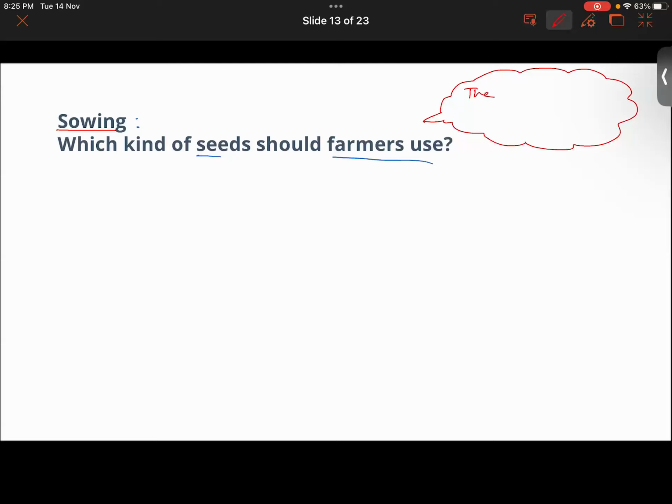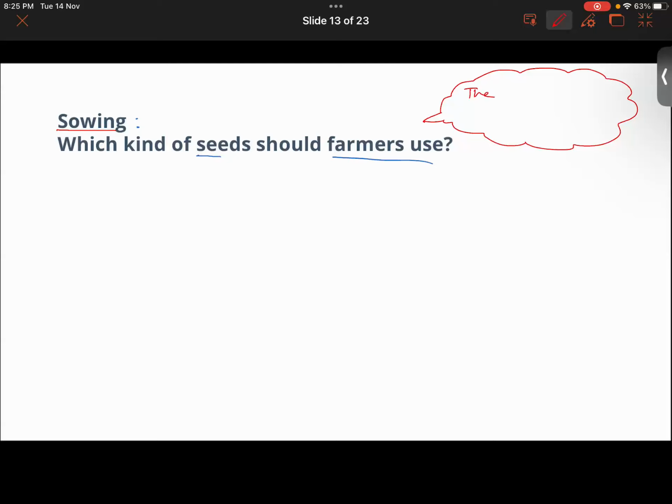Now, the first thing is the selection of seeds. Selection of seeds has to be taken care of, as we already talked about. To see whether a seed is good or not, we put seeds in a bucket of water. Healthy seeds will settle down at the bottom while the spoiled seeds will float. We can also use high yielding seeds. The kind of seed we can use could be a high yielding variety.